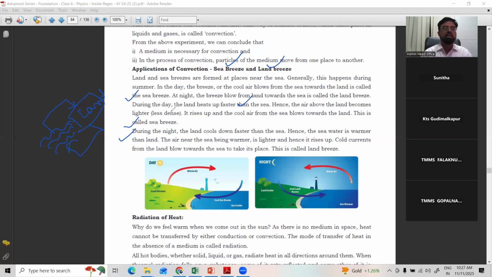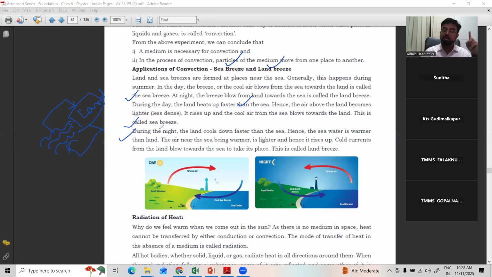During the day, the land heats up faster than the sea. Hence, the air above the land becomes lighter. It rises up and cool air from the seashore, from the sea, blows towards the land. That is called sea breeze. In the morning, what happened? When sunshine is there, the sand becomes more hot, right? So what happens? The hotness of the sand will go to the sea. It is called sea breeze.